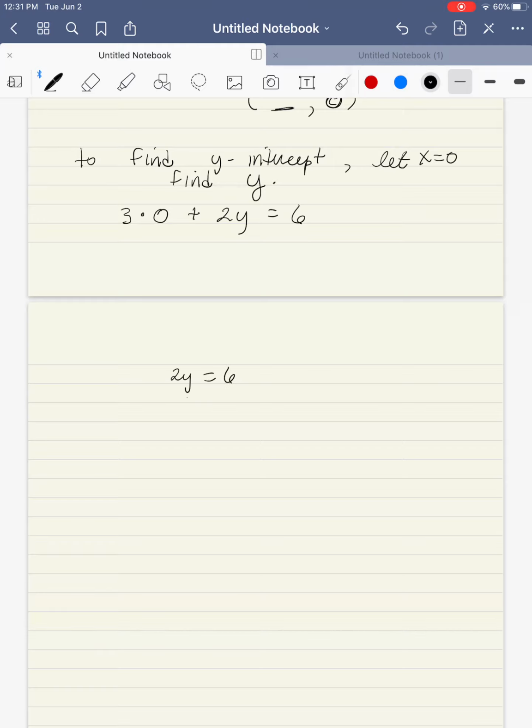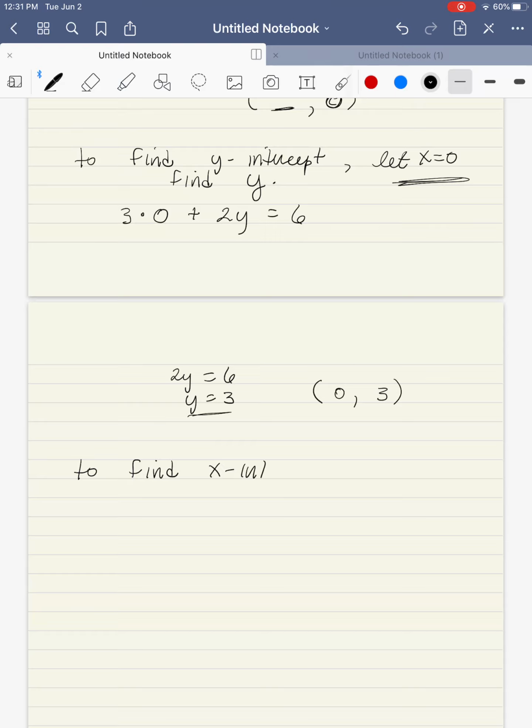So if we solve this equation, 3 times 0 is 0. We have 2y equals 6, y equals 3. So my ordered pair, remember we let x be 0, so my ordered pair is 0, my y is 3, so I have the point (0, 3).